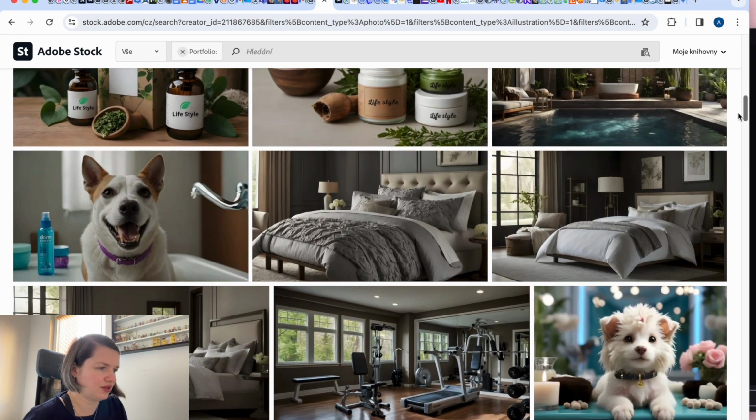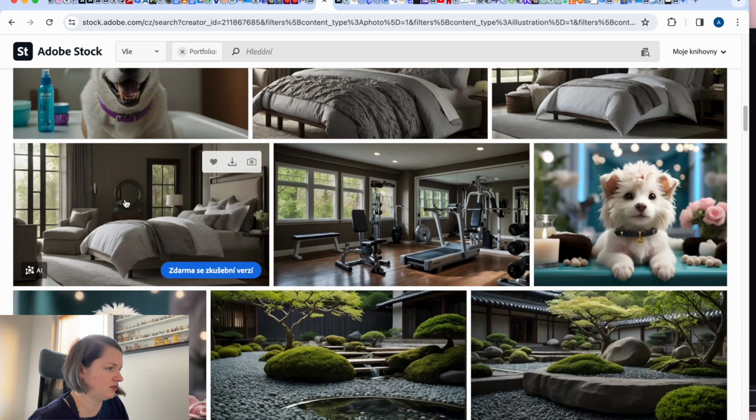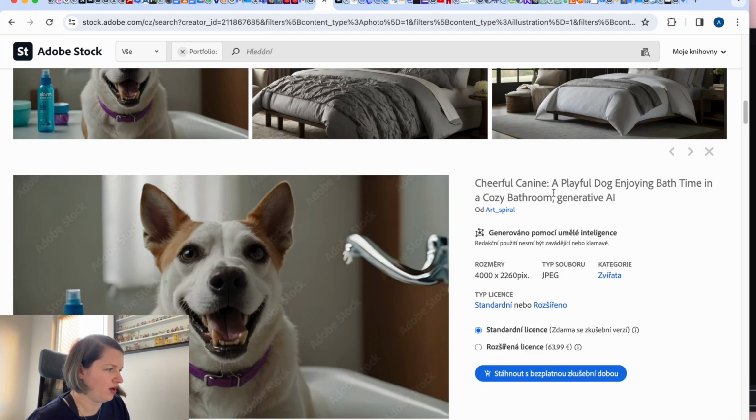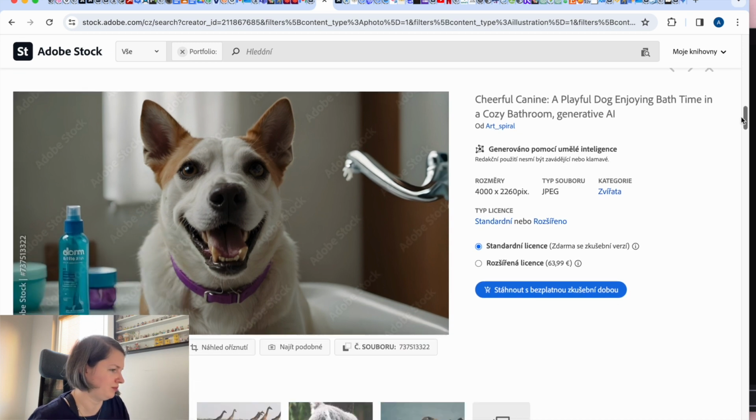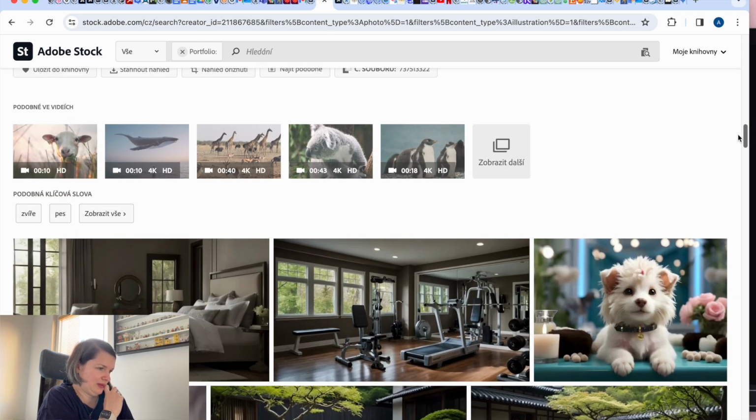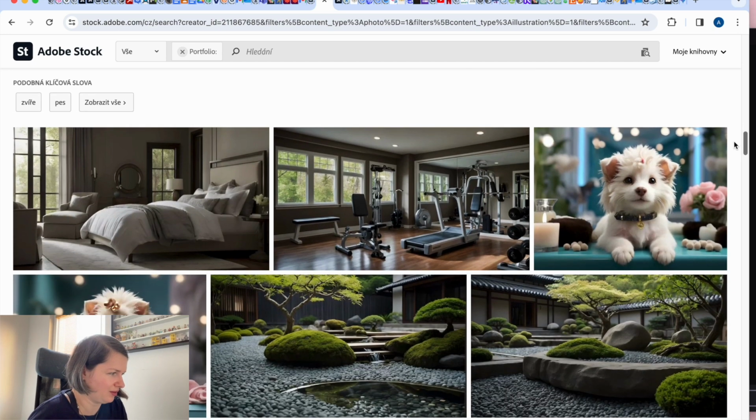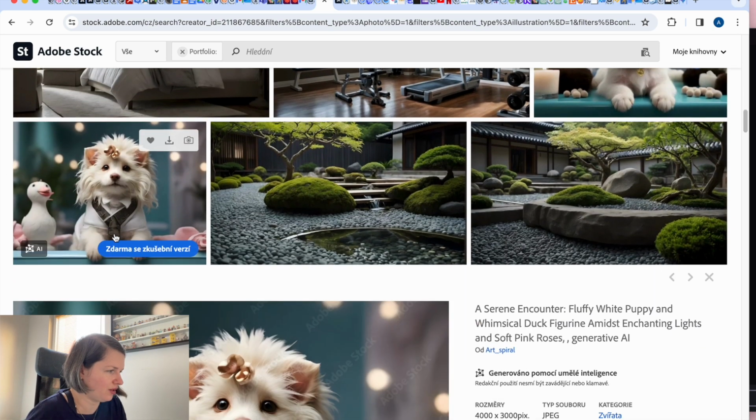Here the dog is supposed to be enjoying a bath time. Well, it's not wet, there is no foam, no bubbles. The tap looks very strange. The shampoo bottle is not blank, there is a strange text there. It doesn't look like a dog that is enjoying a bath time, just by looking at it.